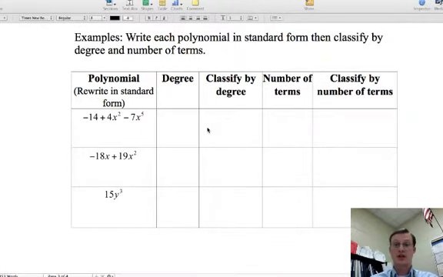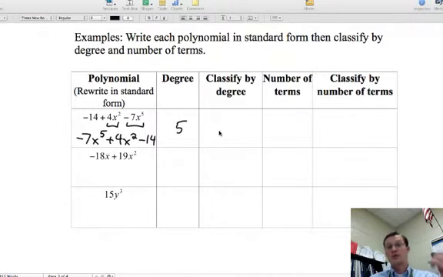So here's a little exercise. We want to write each polynomial in standard form, and then we want to classify it by its degree and the number of terms. So this has the highest degree, so that goes first, which is -7x to the 5th. Then this has degree 2, it will go next, plus 4x squared minus 14. Now it's degree 5 because that's the highest of the different degrees.